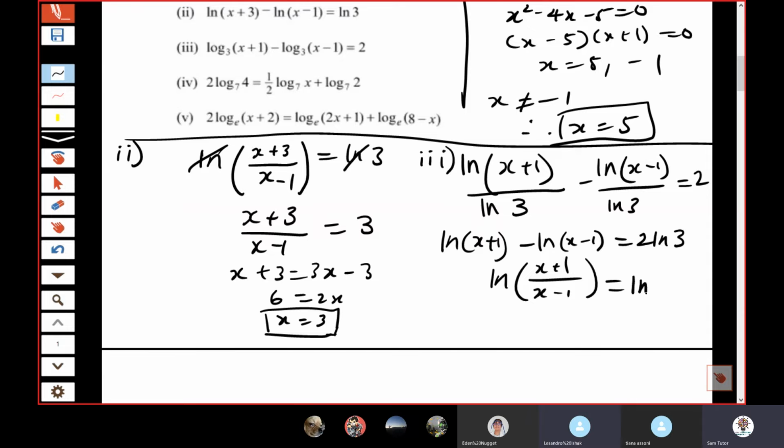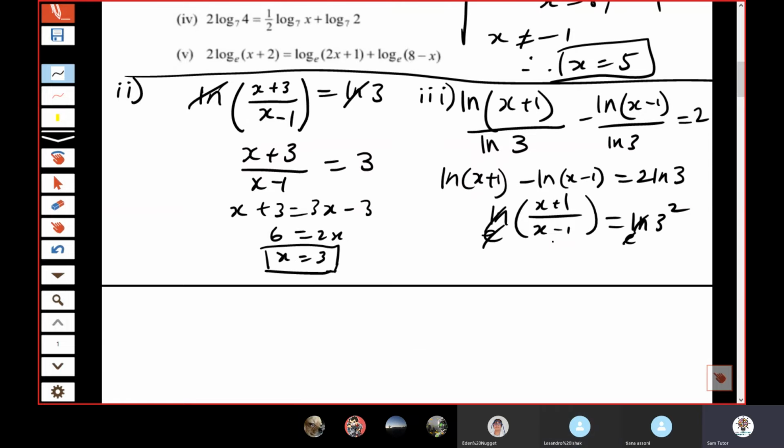Put it up top. Log of 3 squared. What are you going to do with your logs? Exponential. And then, can you see you're done? Yeah. Because after that, it's just x plus 1 on x minus 1 equals 9. And that's really easy to solve. Good work. Go back, see if there's any questions that you've got.